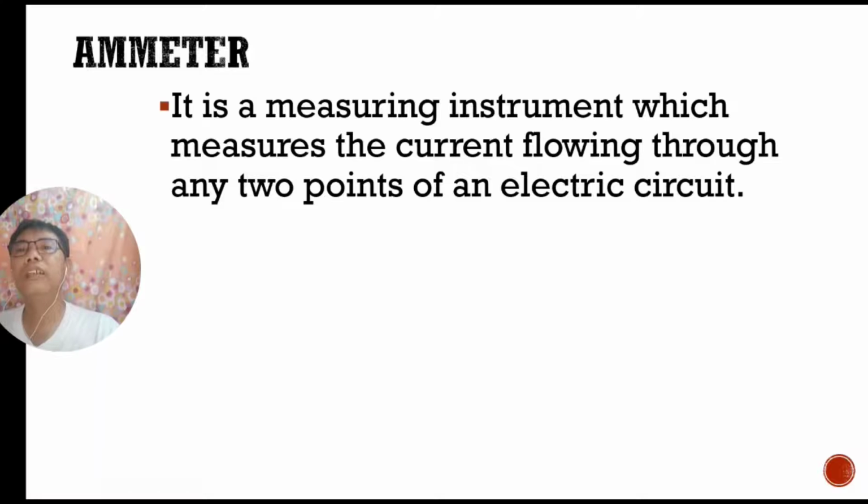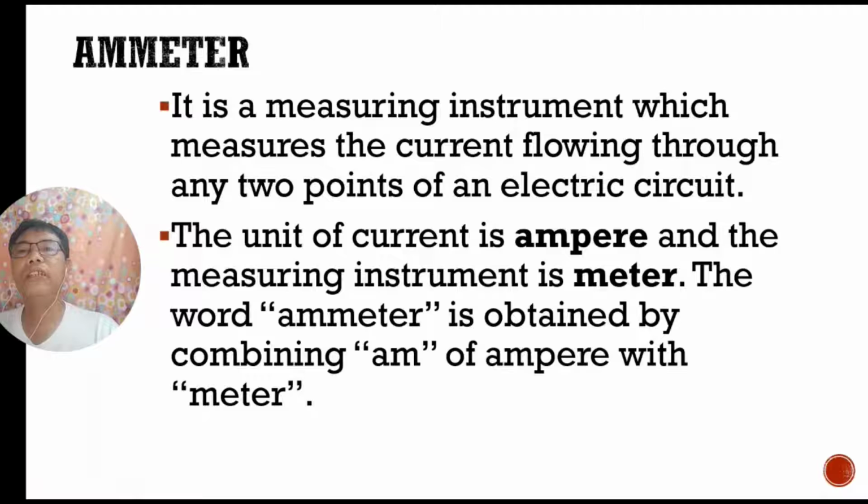Now let's go to ammeter. Ammeter is a measuring instrument which measures the current flowing through any 2 points of an electric circuit. So the unit of current is ampere and the measuring instrument is meter. Okay, again, we have here the unit ampere for current. Where does this unit come from?